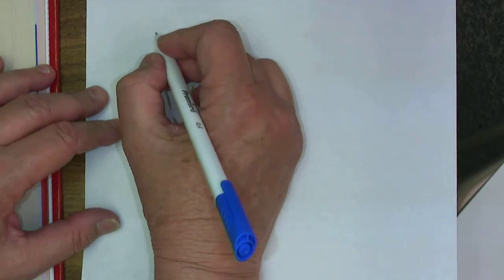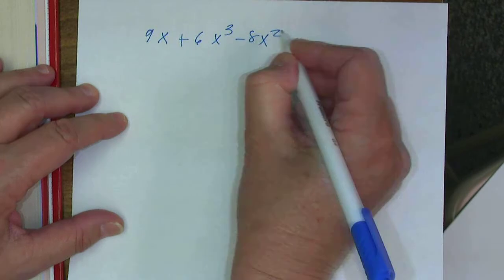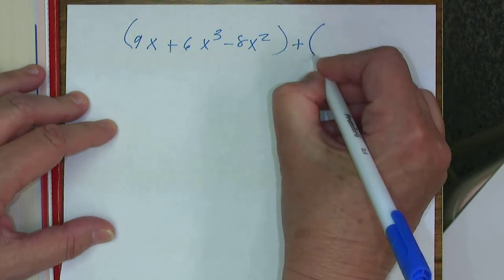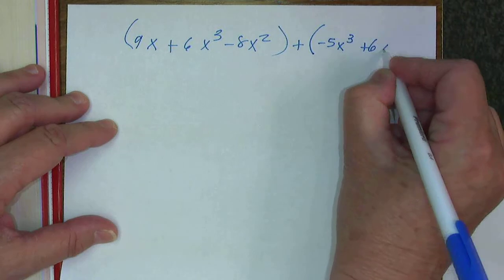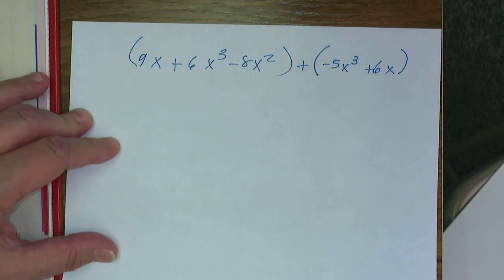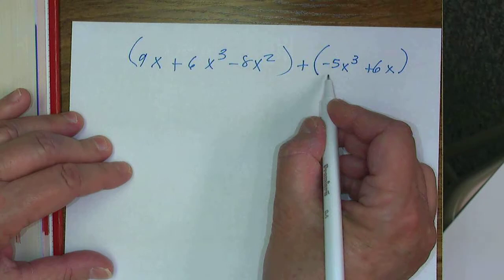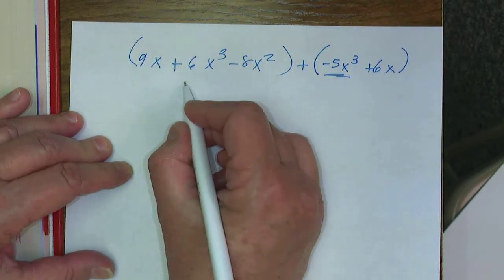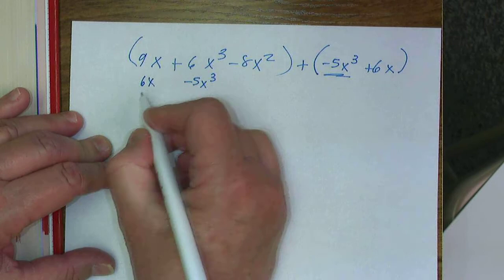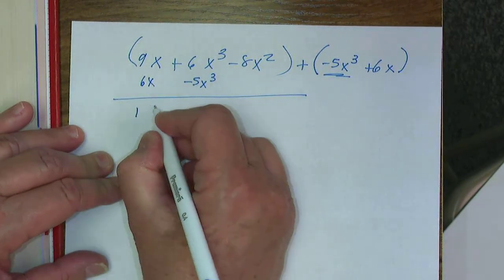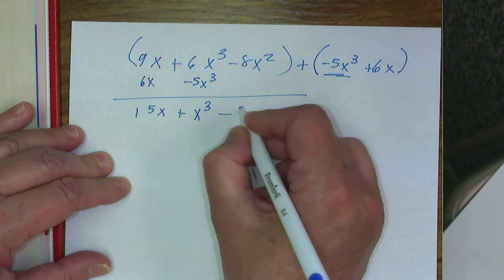Let's take 9x plus 6x cubed minus 8x squared, and let's add to that negative 5x cubed plus 6x. Now we're adding, so we just line up the like terms. This would be lined up under the x cubed term. This would be lined up under the x term, and we add the terms together. This is 15x. This would be a 1x cubed, so we don't generally write the 1, and a minus 8x squared.